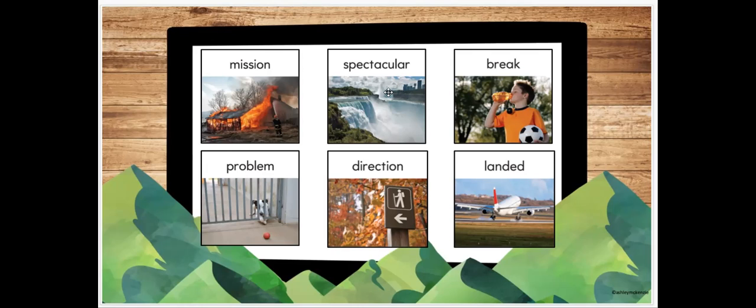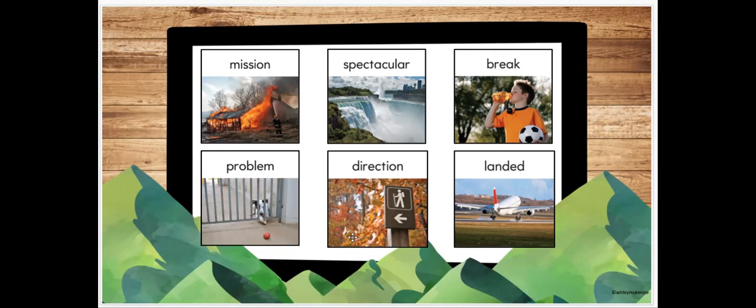Spectacular. Say that word with me, spectacular. Something spectacular is something that might take your breath away because it's beautiful and amazing to see. This picture shows us a waterfall that looks spectacular. Direction, say direction. Direction is a path that you choose to follow, and you can go forward, backward, to the left, to the right. And a direction is something you walk along.